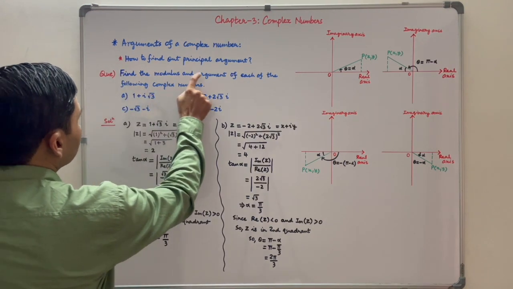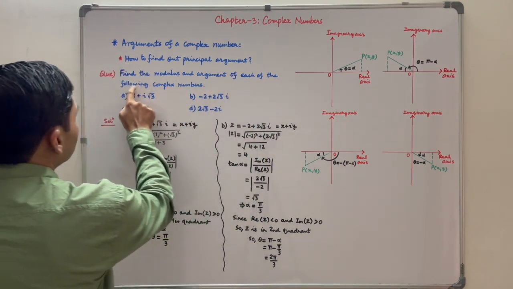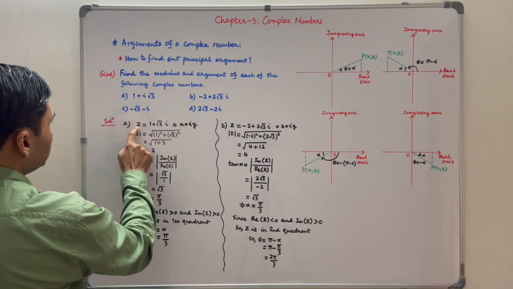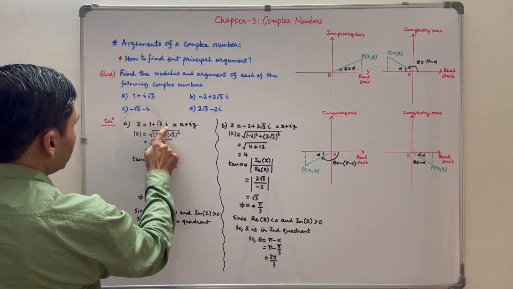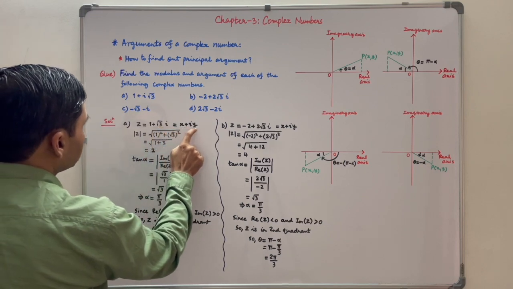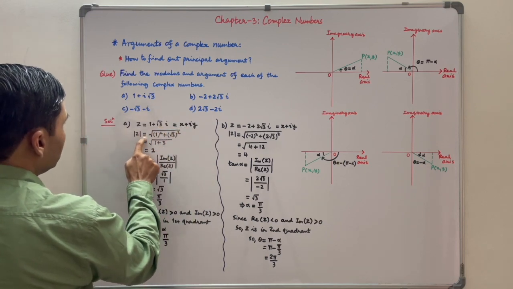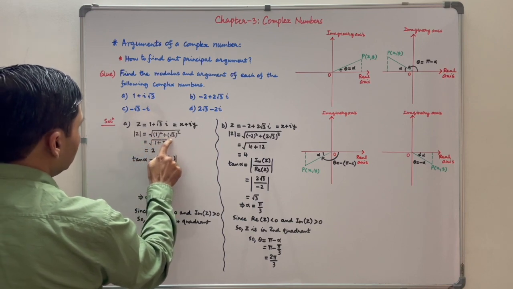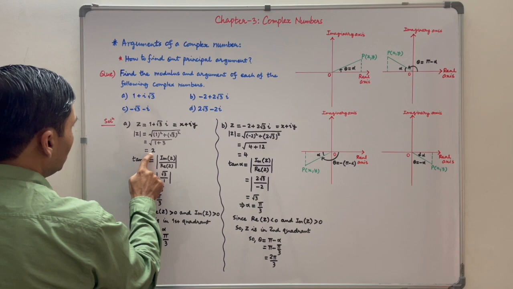Find the modulus and argument of each of the following complex numbers. Part A. Suppose z is equal to 1 plus root 3i, and that is equal to x plus iy. Mod z is equal to under root real part squared plus imaginary part squared. So that comes out to be equal to 2.